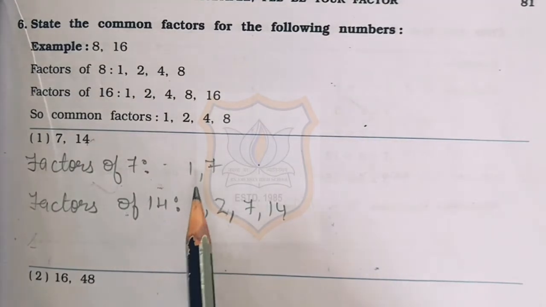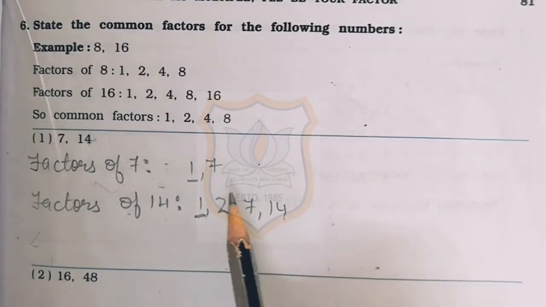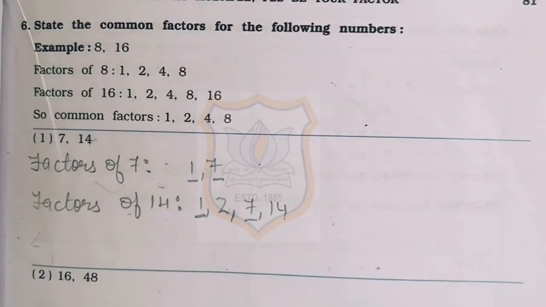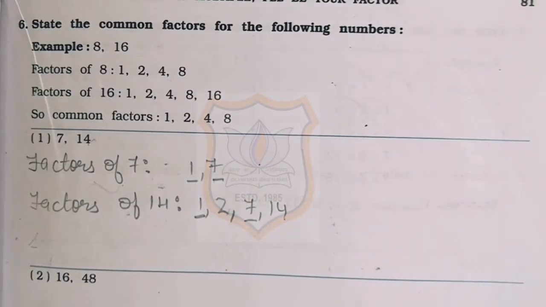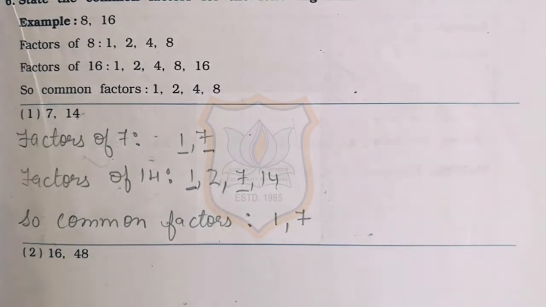Here students, you can see that 1 is a factor of both the numbers and 7 is a factor of both the numbers. So the common factors of 7 and 14 are 1 and 7. So we will write here, the common factors of 7 and 14 are 1 and 7. Students, try to solve sum number 2 by yourself.